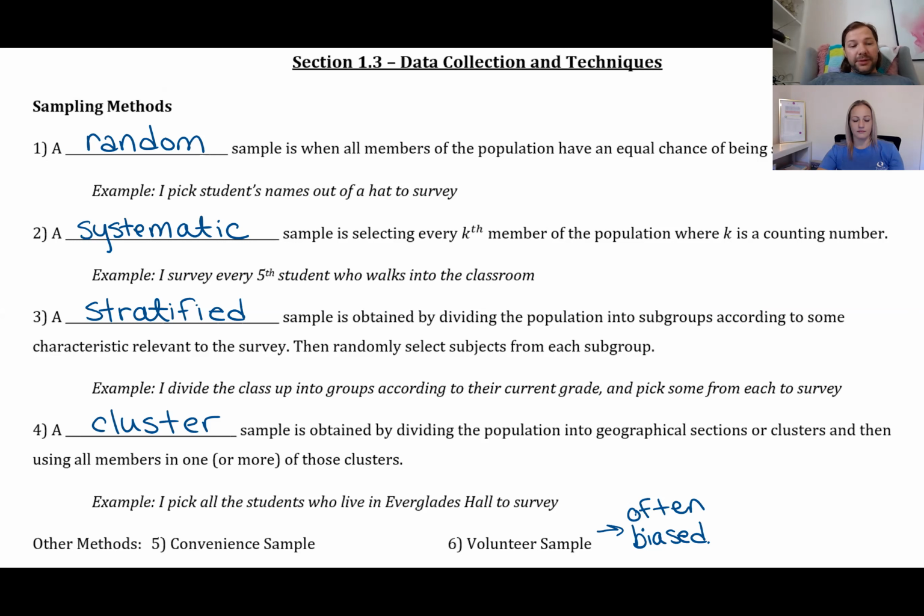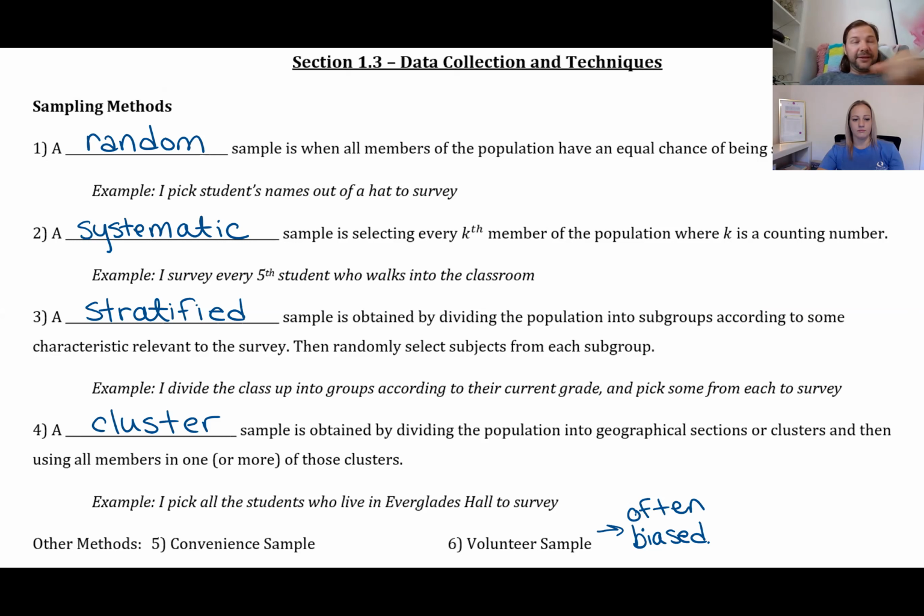Okay, two examples of bad data collection would be convenience sample. That would be where you just walk out your door and sample the first 5 people that you see, or you call up your mom and dad and ask them their opinions on something because you know that they're going to respond. Or a volunteer sample.